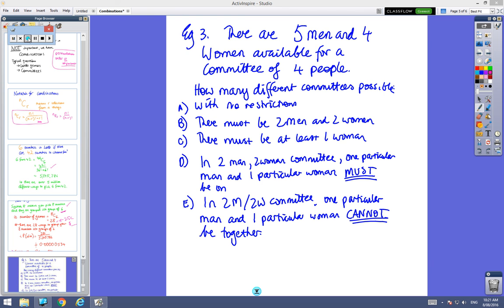Okay, so here's a really typical question about people on committees, and each part is a bit more complex. We've got 5 men and 4 women applying to be on a committee of 4 people. So we'll build up the complexity. The first one is: how many different committees are possible with no restrictions?